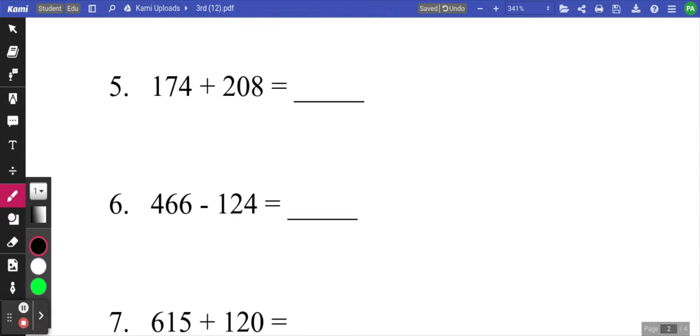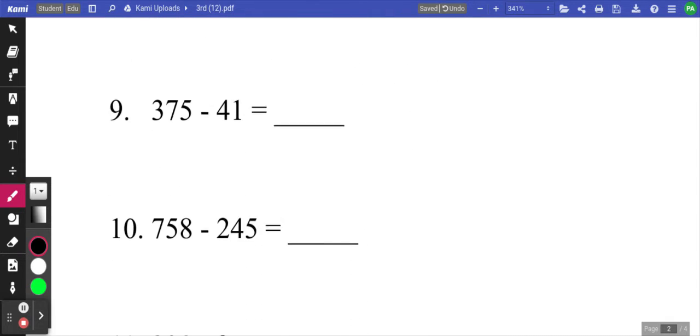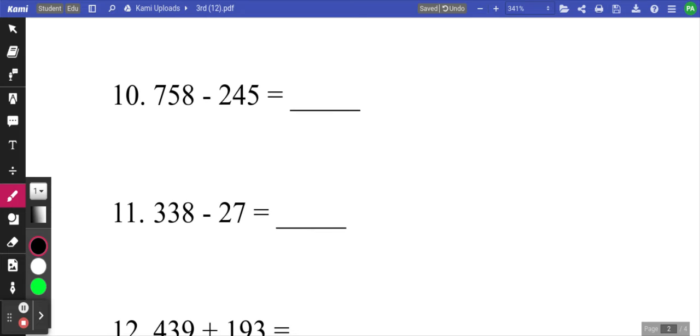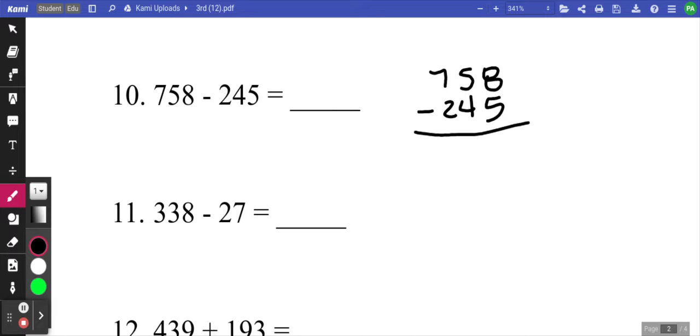And a big subtraction such as number 10, 758 minus 245. We're just going to subtract straight down. So 8 minus 5 is 3, 5 minus 4 is 1, and 7 minus 2 is 5. So you get an answer of 513.